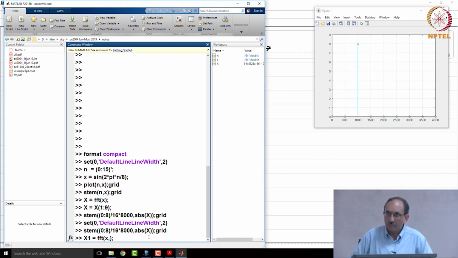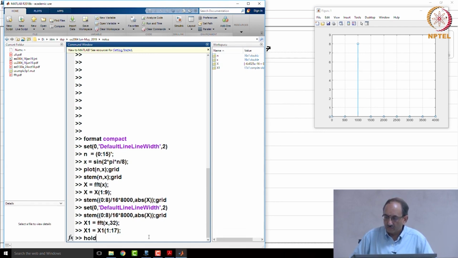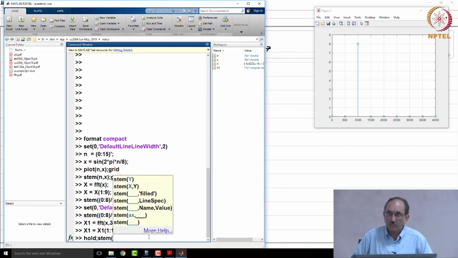Now we will compute the 32-point DFT. So now if you say FFT x comma 32, x1 will have the 32-point transform rather than the 16-point transform, and x1 you need to restrict yourself only from 0 to N by 2. Therefore, you restrict it from 1 to 17, because N now is 32, and then you plot this on top of this.